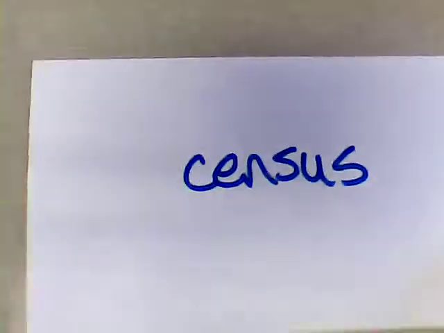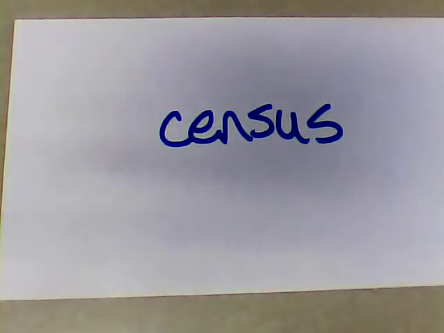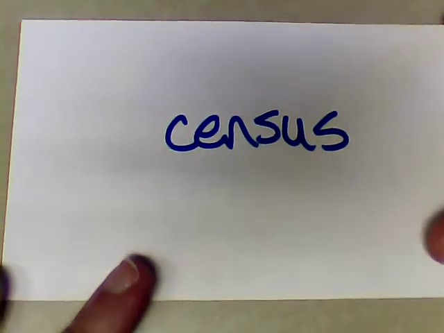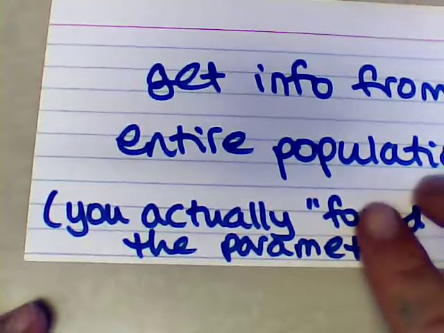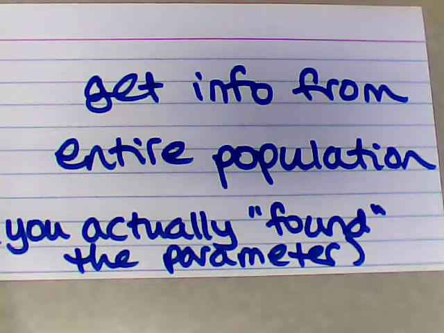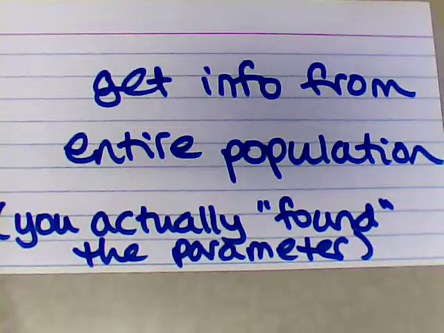The last stuff is different ways to sample. Okay, so a census is not really a sampling technique. Census is when it happens every 10 years. It is when you get info from your entire population. In this case, you've actually found your parameter because you've talked to everyone, in theory, if you can do a census.